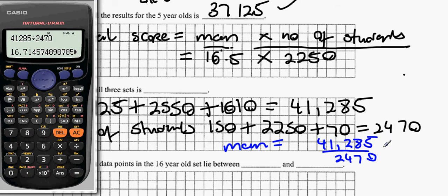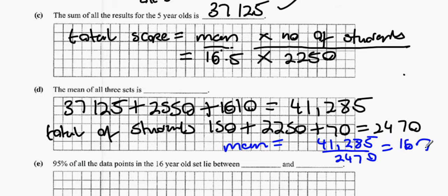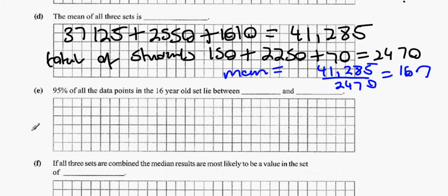So the new mean is 16.7. Okay. Now what question E is referring to is the empirical rule. And what the empirical rule is the following. It means that if you have a standard or normal distribution, the mean lies in the center.